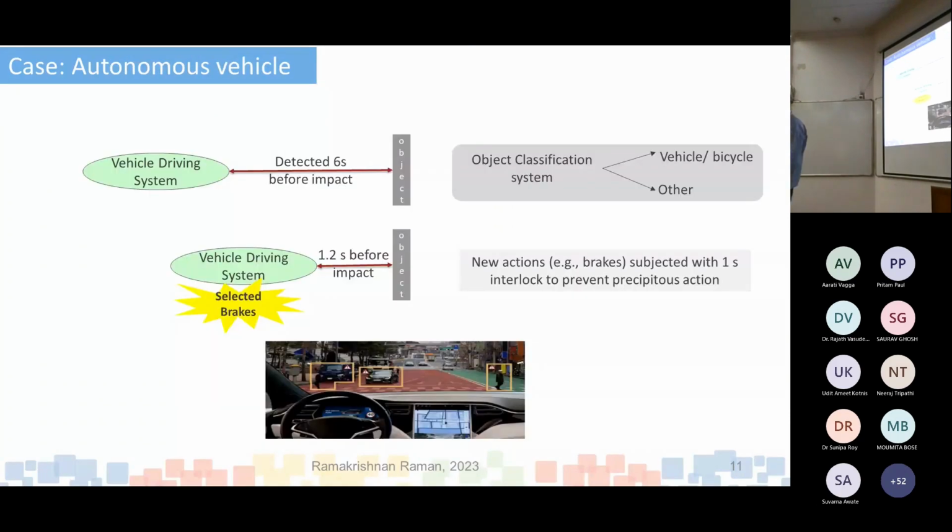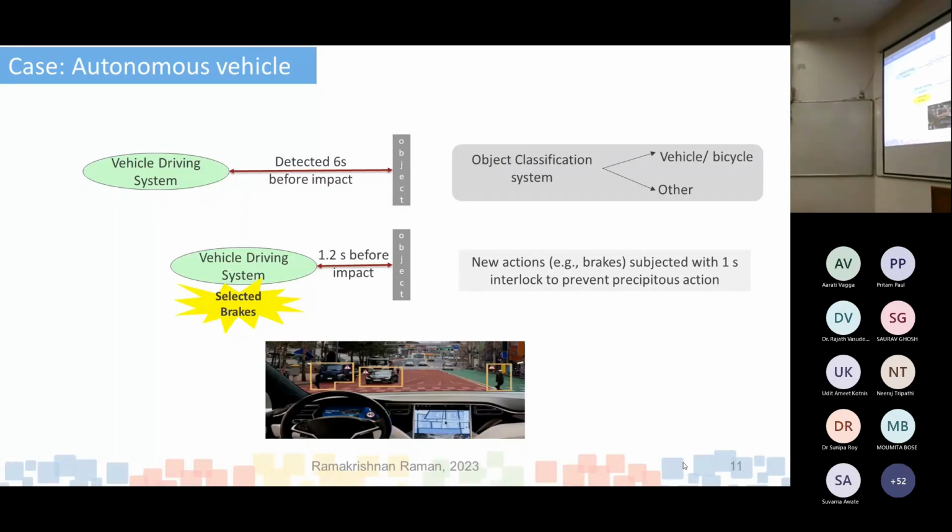This was a case of an autonomous vehicle driving system. In this case, there was a debate on whether the driver was actually alert when this incident happened. Basically, the autonomous driving system detected an object 6 seconds before impact, but then it couldn't classify what kind of object that was. Then 1.2 seconds before the impact, it selected the brakes.